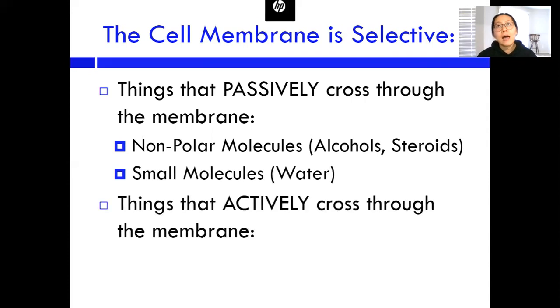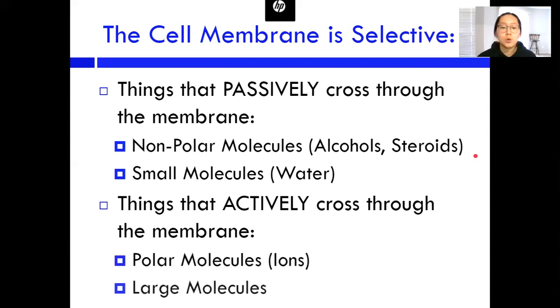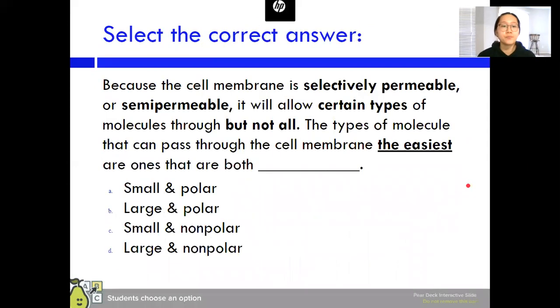Things that need to be actively passed through, or need energy to pass through the membrane, are things like polar molecules or large molecules, just because if you try to shove a large molecule through, it'll rupture the membrane. Or if it's a polar molecule, only the polar heads of the phospholipids like it. The fatty acid tails really hate it. So you're going to need something to help it get through that fatty acid section in the middle of the membrane. So I'm going to ask that you select the correct answer.